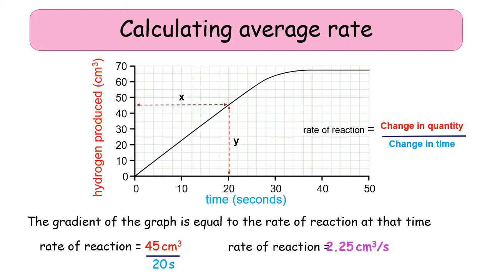The units of rate always have a unit of quantity. From this graph, our quantity was centimeters cubed. Then we have a forward slash and our units of time, and our units of time are seconds. That forward slash, whenever you're reading it out loud, is just pronounced per. So the unit's 2.25 centimeters cubed per second.